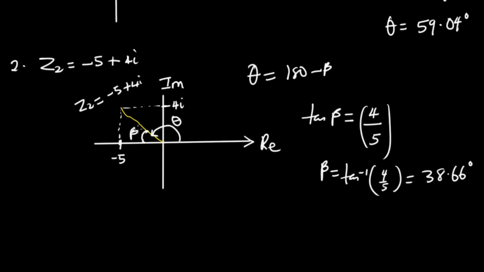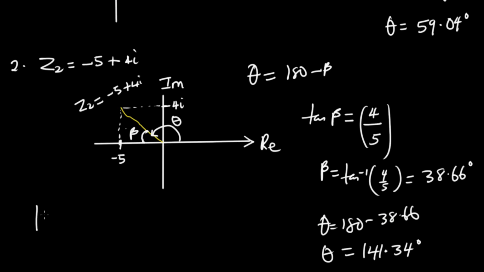Since we know that this is 38.66, we can subtract 38.66 from 180 to get angle theta. So theta equals 180 minus beta, which is 38.66, and we have that theta equals 141.34 degrees. But recall, there's one thing we are supposed to do in this example, which is to find the modulus of this complex number. So z2 equals the root of negative 5 squared plus 4 squared, and this is equal to the root of 41.